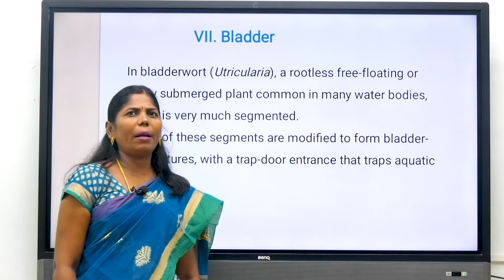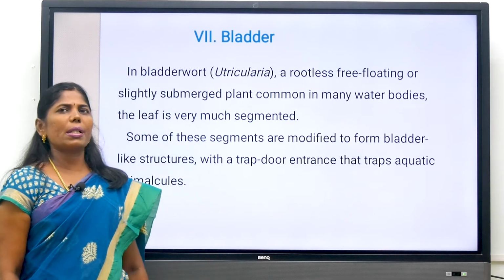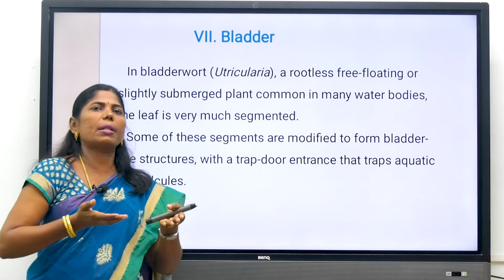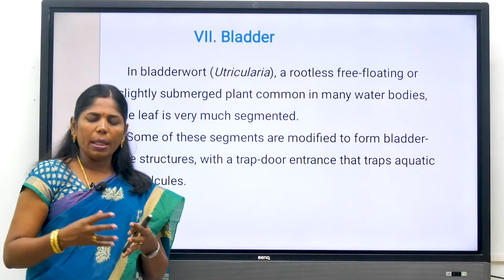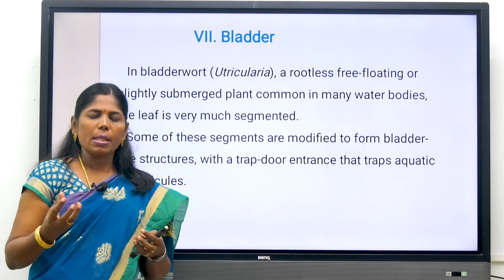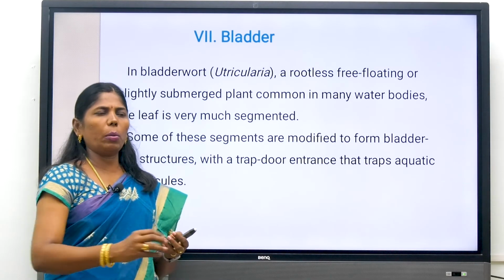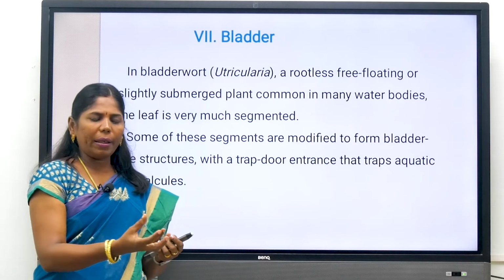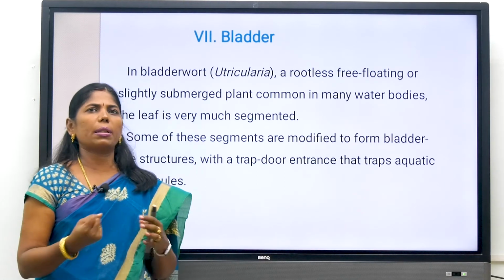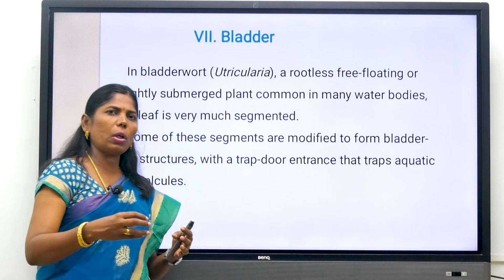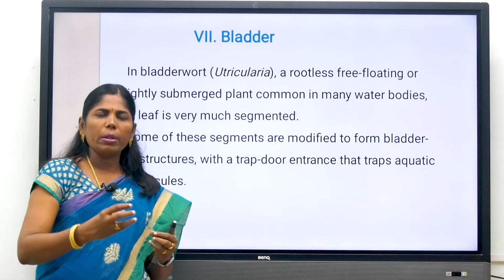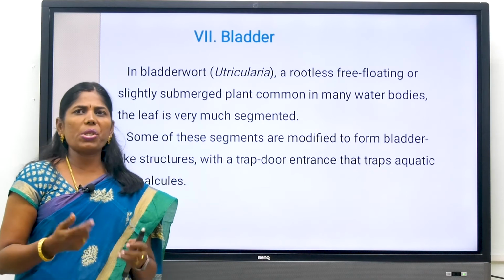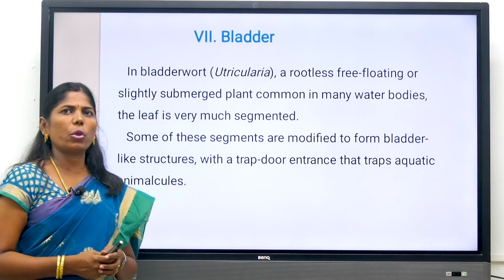The next one is the bladder. Bladderwort, that is Utricularia. Actually it is rootless, free floating on the surface of the water. It looks like some vessels. It floats along in the water. Wherever the insects are available, they capture them immediately. Once the insects come inside, they kill the insects and get the nutrition from them. That is the nature of the bladder.